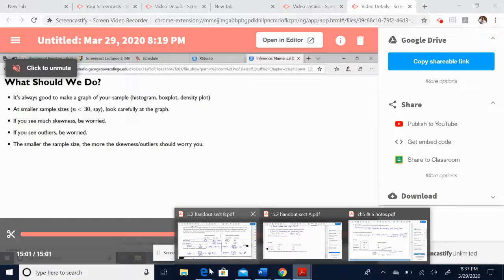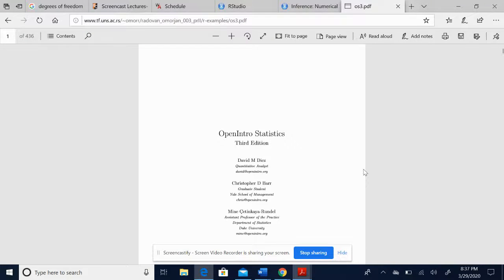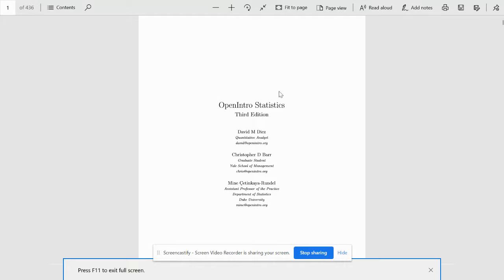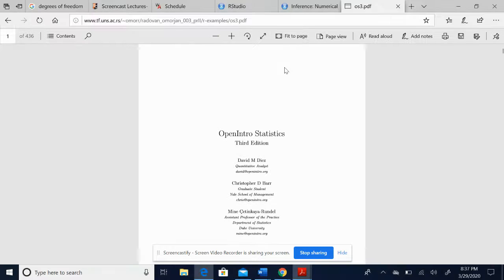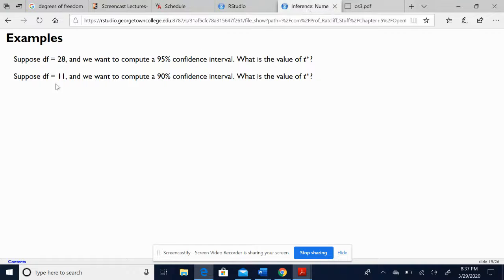Okay, so I told you guys that I would make a separate video where we addressed how to find the T-star values in the chart. So I am looking at the third edition here. I'm assuming the same chart is in the fourth edition, but I'm going to stick with the third for right now. So this is the example we were talking about in the slideshow. If degrees of freedom were 28 and we wanted a 95% confidence interval, what is the value of T star?